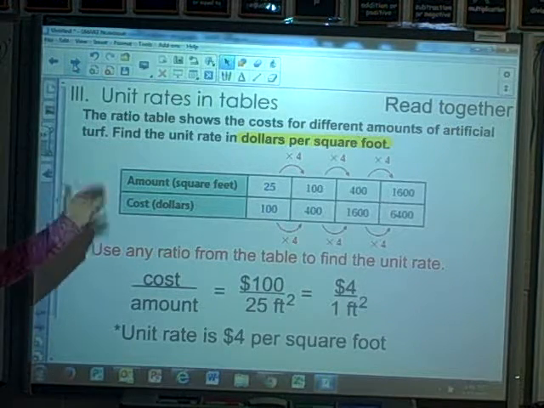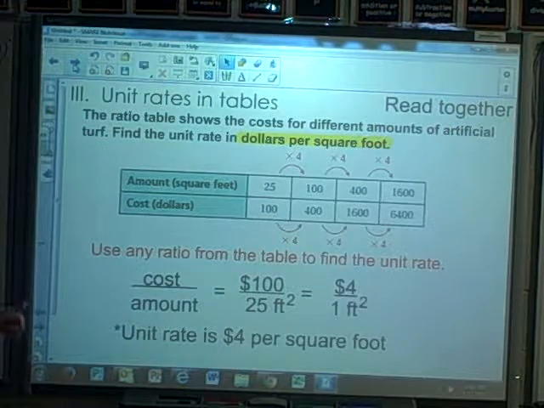So any ratio from the table, you can choose to use to find your unit rate. Go ahead and try the ones in your toolboxes, see what you get, and then let's check your answer with the video.